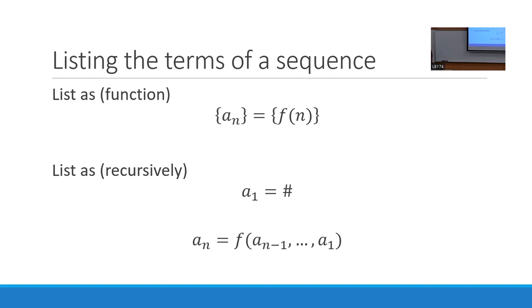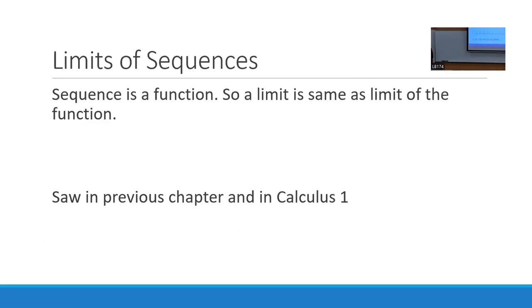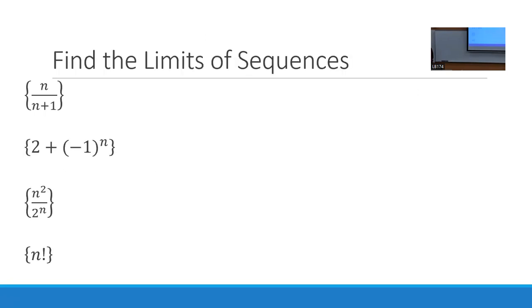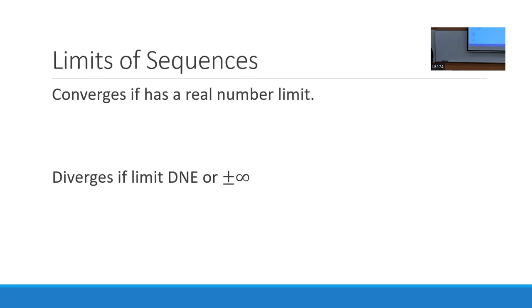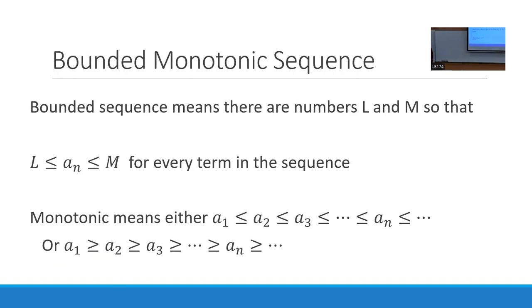We can define it using a closed function, f of n is equal to the nth term in the sequence, or we can define it recursively. All right, and we did that a few times and did the opposite. And then we said a limit of a sequence is simply the limit as n goes to infinity of that closed function. So if you have a closed function, that's what it is, all right?